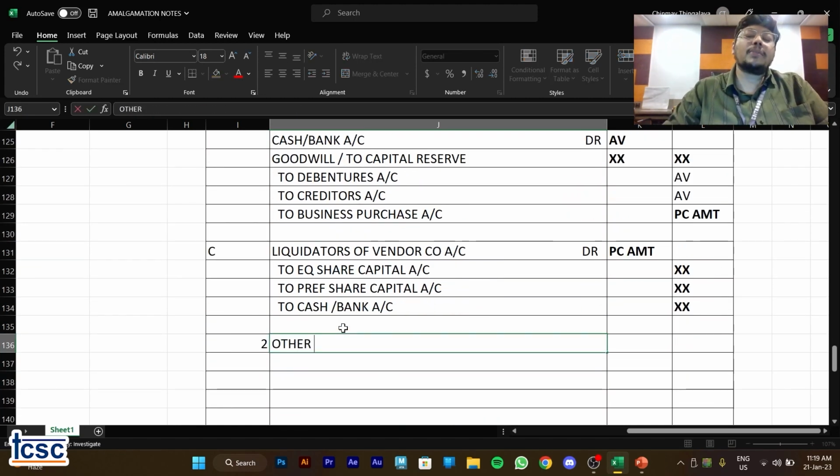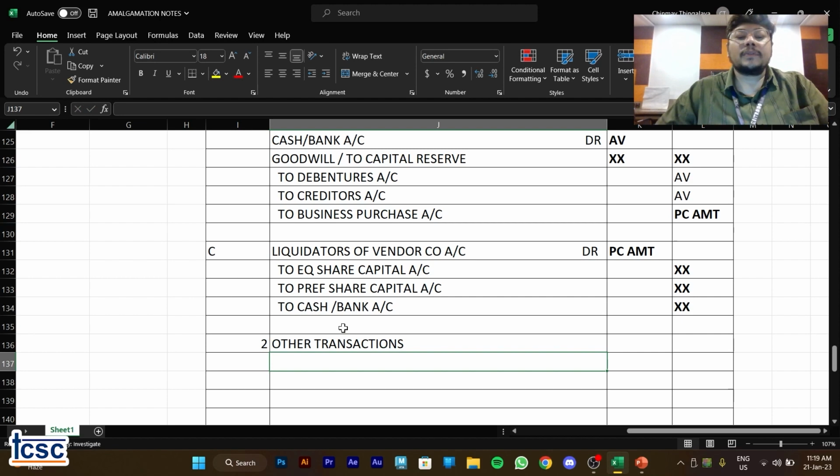Now there will be some other intercompany transactions between both the companies, so those have to be set off. So other transactions, under that we have debtors and creditors. Suppose A and B are going to merge. Previously they both were competitors, one was a debtor and one was a supplier. Now, since these two companies are going to come together, the intercompany transactions have to be set off.